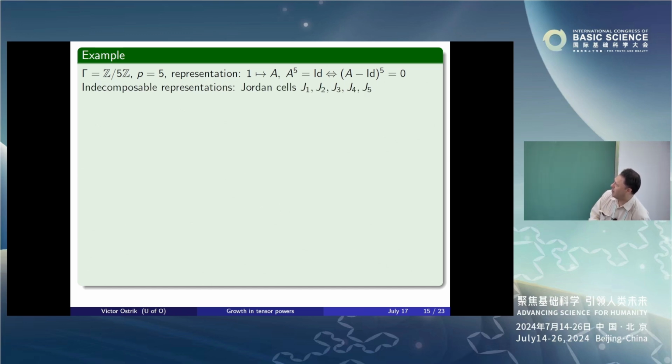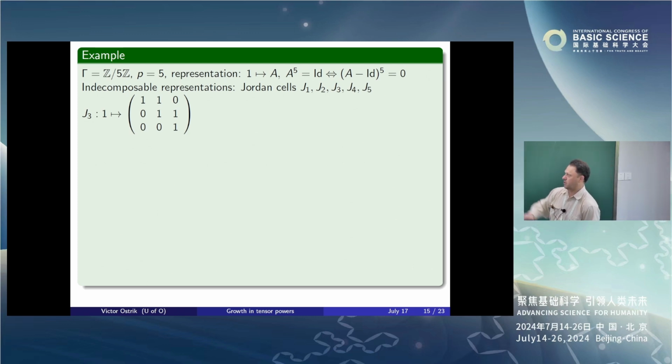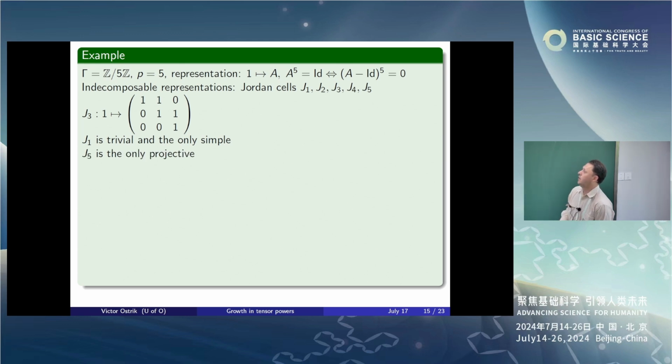Indecomposable solutions to this equation are easy to classify by the theory of Jordan normal form, and there are exactly 5 of them: Jordan cells of size 1, 2, 3, 4, and 5. Since my matrix power 5 is 0, you cannot have blocks of size 6 and so on. For example, the representation which corresponds to a cell of size 3 is determined by a matrix like this. J1 corresponds to the 1 by 1 Jordan cell, so it's the trivial, simple representation. And J5 is exactly the projective representation. That's the only projective one in this setup.